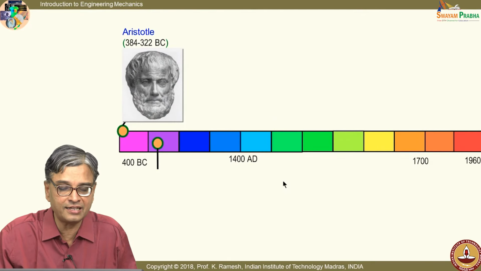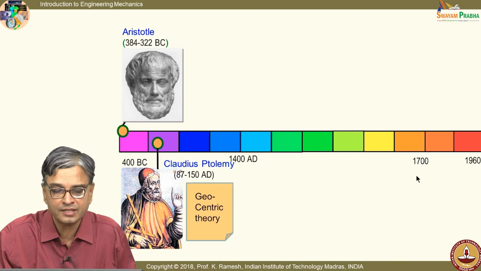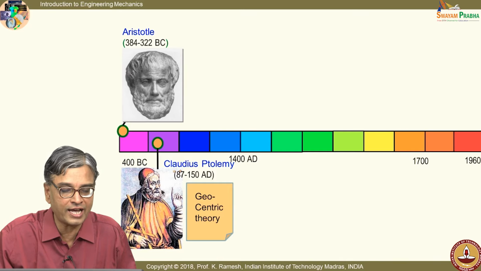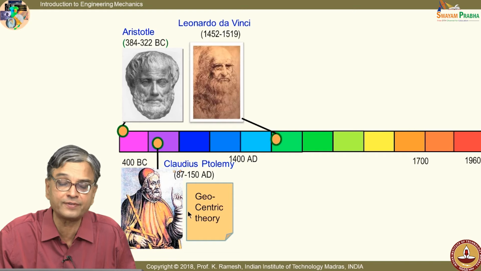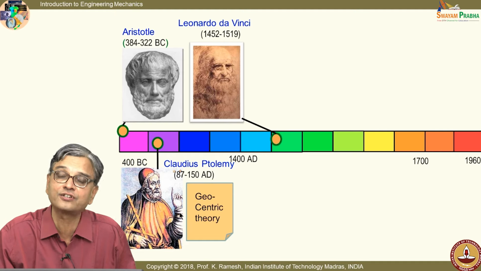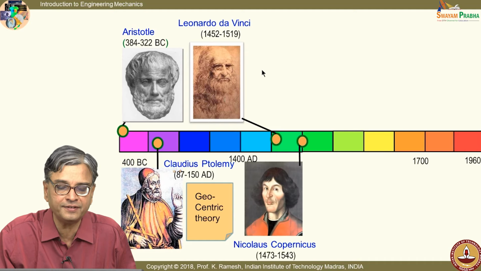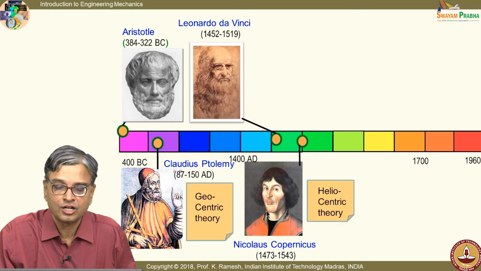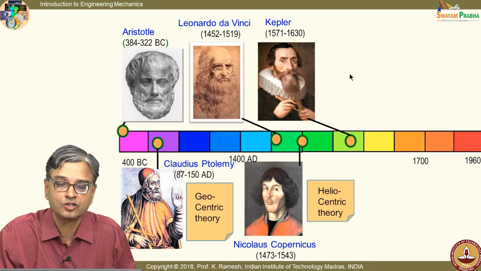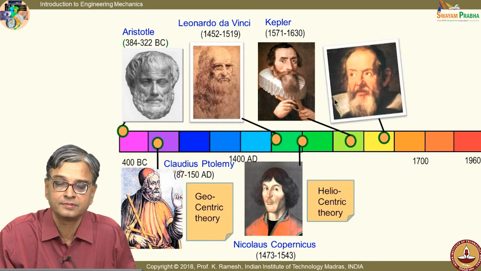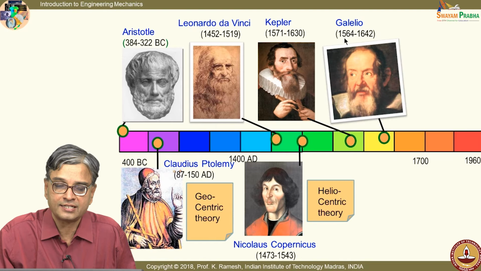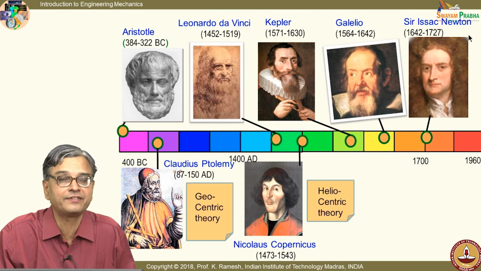And this is a timeline, and the time scale is not linear. You had Aristotle and you have Ptolemy. They were proponents of the geocentric theory, very comfortable for civilization to think that they are very important in the creation of God. And Leonardo da Vinci was between 1452 and 1519. Then you had Copernicus, who talked about the heliocentric theory. Then you had Kepler, who talked about planetary motion. Then you had Galileo, who established the idea of relativity, and Newton followed Galileo's relativity.